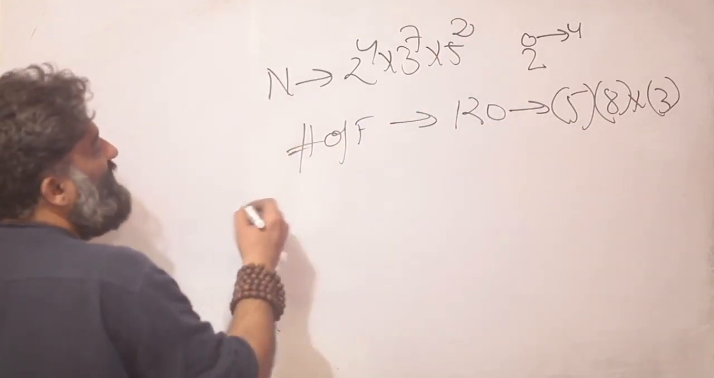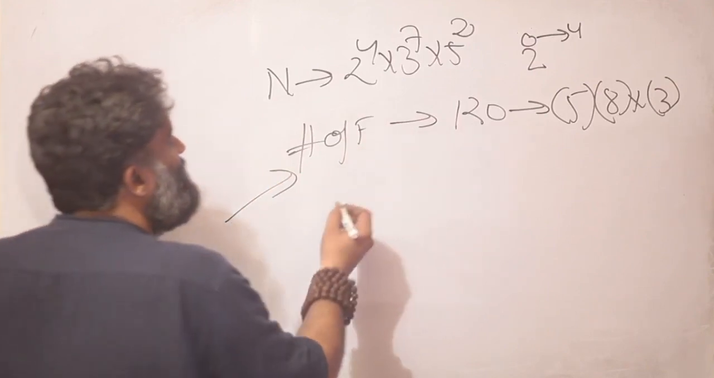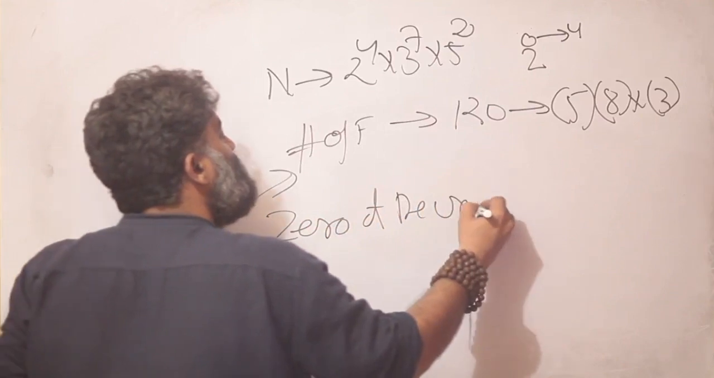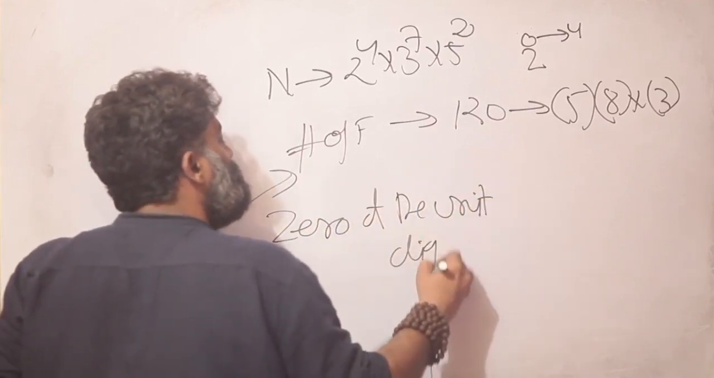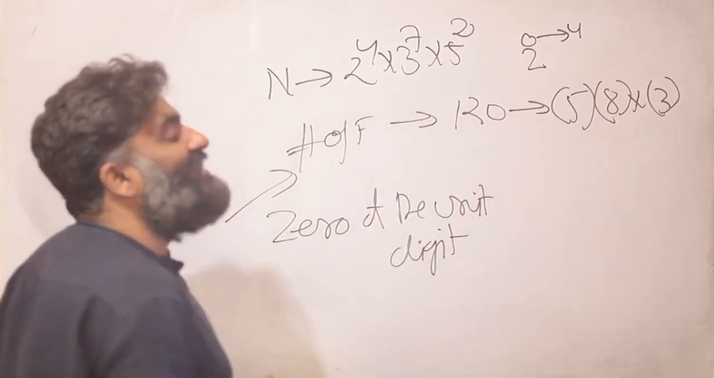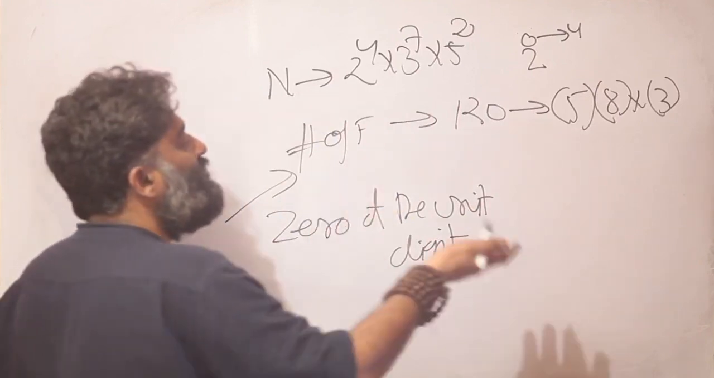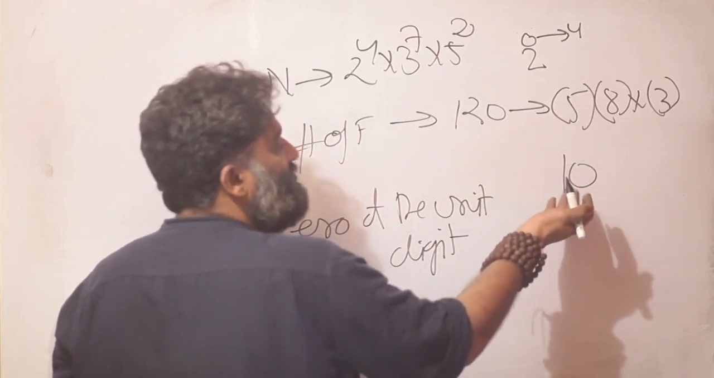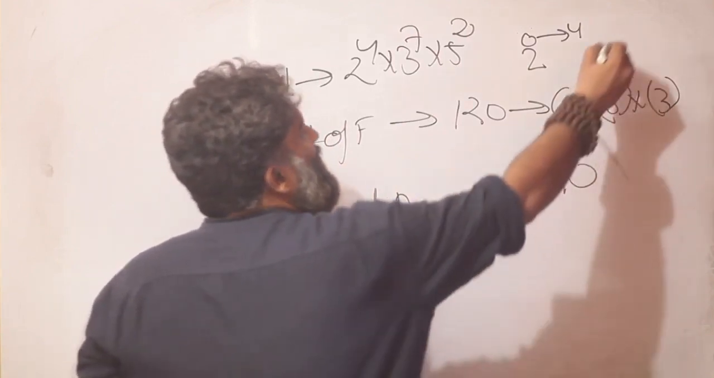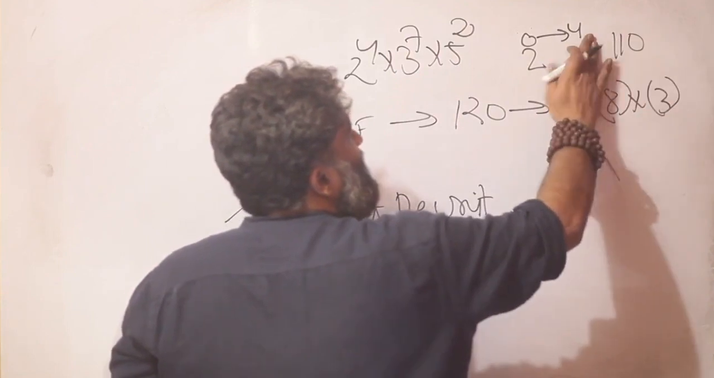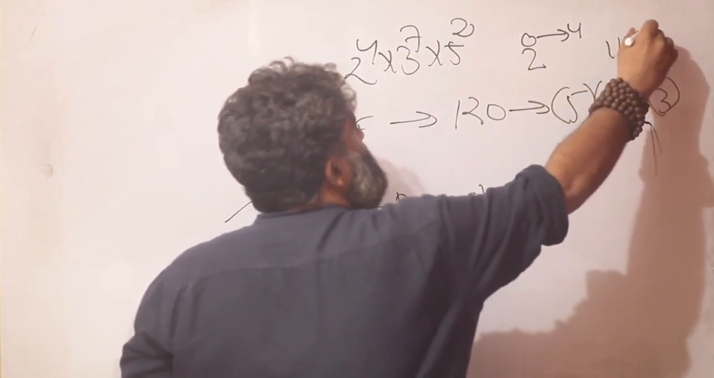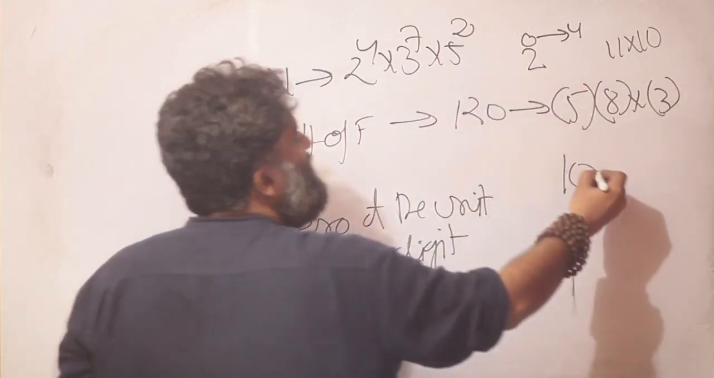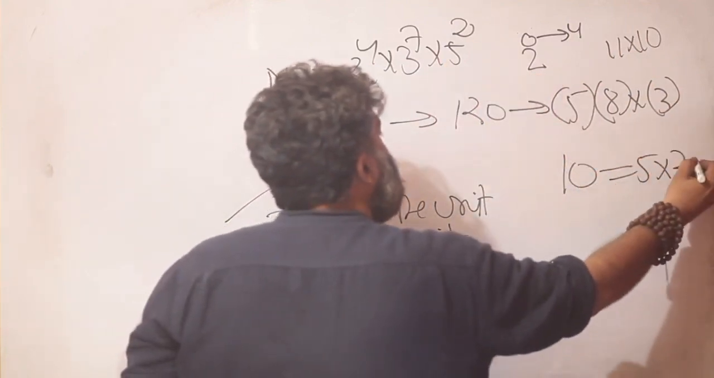Now my question is, how many of these 120 factors will have a 0 at the unit digit, or a 0 at the end of the number? I know what brings a 0 at the end of the number. You have to have a product. The number must be a multiple of 10. 110 has a 0 at the end. It is nothing but 11 into 10. Any number which has a 0 at the end can be written as something into 10. And a 10 is a product of 5 and 2.